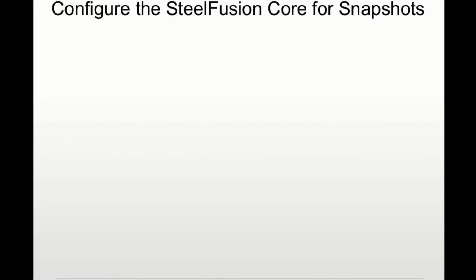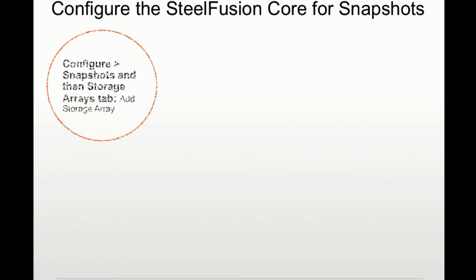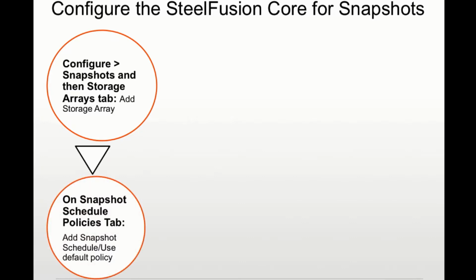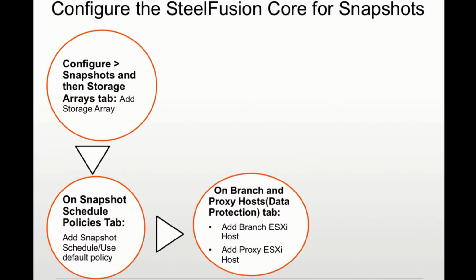Let's look at the steps required to configure the SteelFusion Core for snapshots. First, we need to go to the Configure Snapshots page and then the Storage Array tab and add the backend storage. Then on the Snapshot Schedule Policies tab, we can add a snapshot schedule or use the default policy. On the Branch and Proxy Host Data Protection tab, we can then add the branch ESXi host and also the proxy ESXi host.